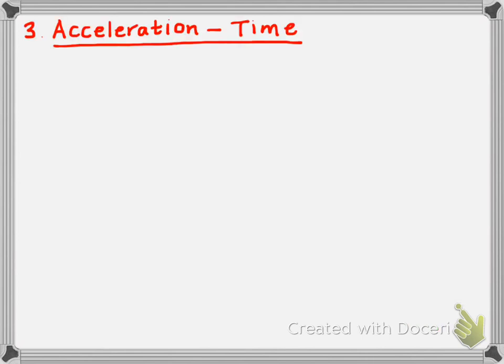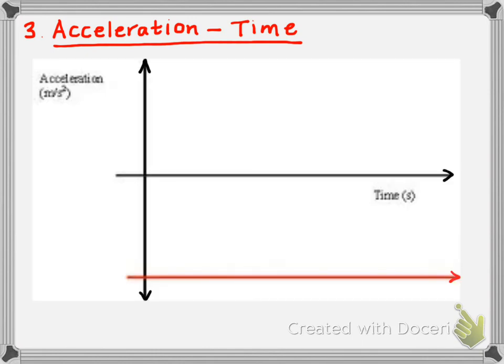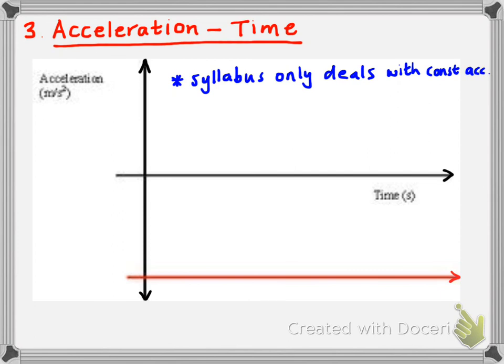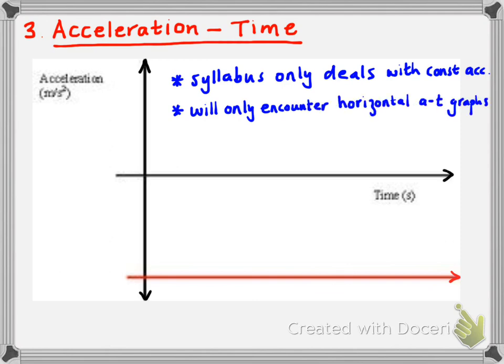And then our final kind of graph is the acceleration time graph, and it might look something like this. This is not a difficult one to do, because our syllabus only deals with constant acceleration. And so the only graphs we'll ever come across related to acceleration time are horizontal straight lines. So all our acceleration time graphs will be horizontal graphs, either with a positive acceleration or a negative acceleration, or potentially a 0 acceleration.